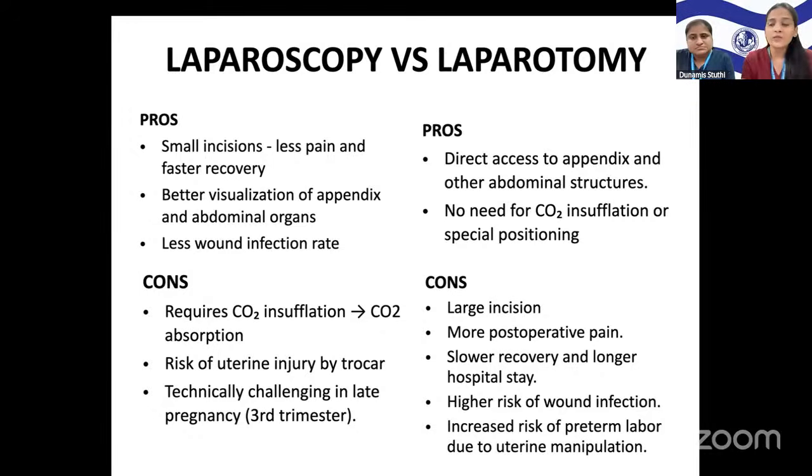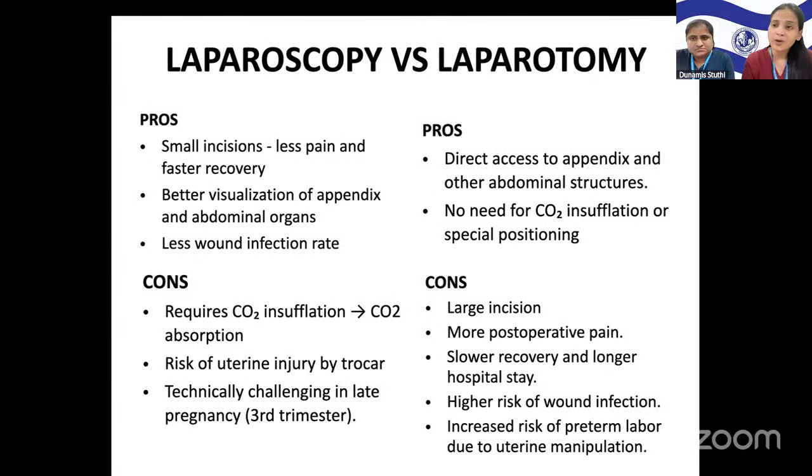As we know, they will insufflate the abdomen to create pneumoperitoneum with carbon dioxide. It can cause chances of carbon dioxide absorption leading to acidosis in the mother and the fetus. It can also cause injury to the uterus by trocar injury. It can also be technically challenging in later trimesters because the uterus is enlarged.